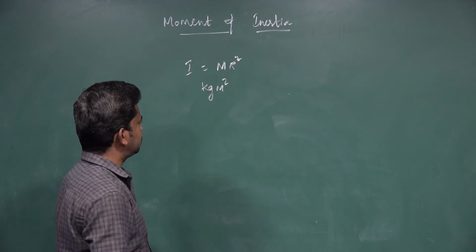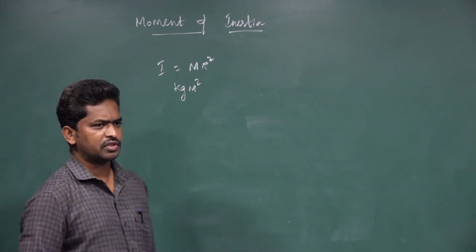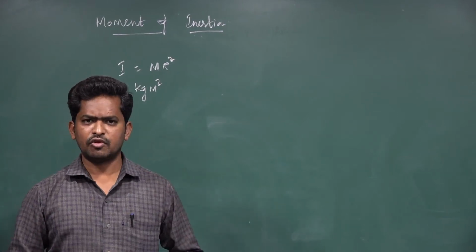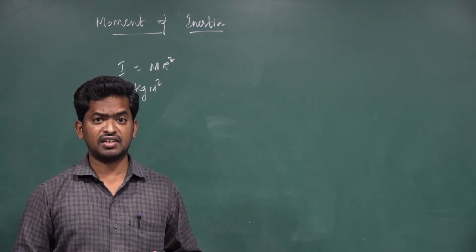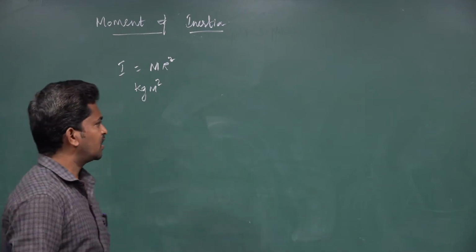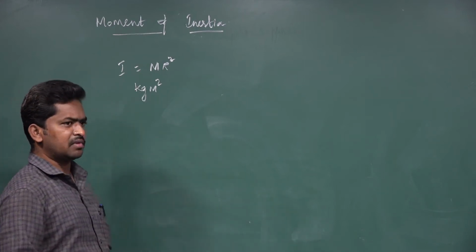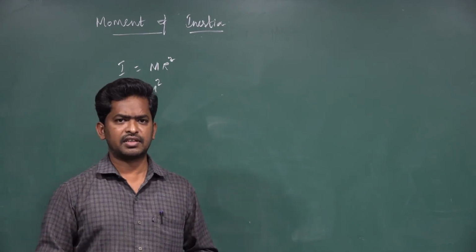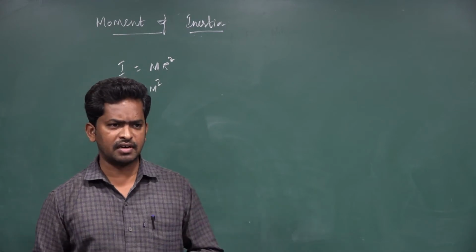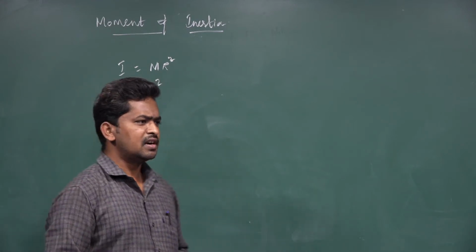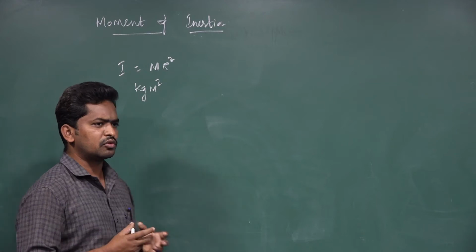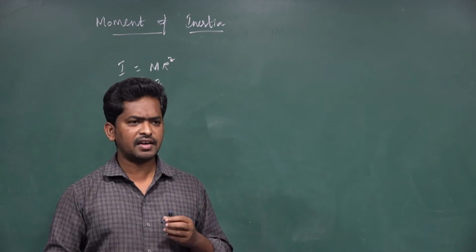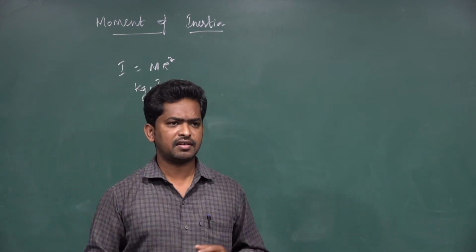In translational motion, mass is the measure of inertia, but in rotational motion, moment of inertia is the measure of rotational inertia. That's the basics. Next, mass is invariable in translational motion, but in rotational motion, moment of inertia is not invariable. It is variable, and it also depends upon how the point masses are distributed about the axis where the mass is placed. It is a very important one.